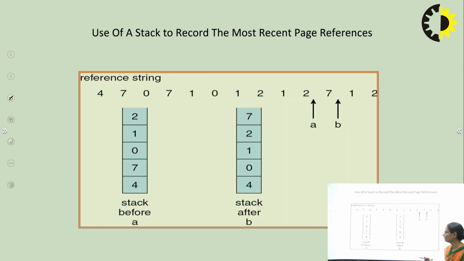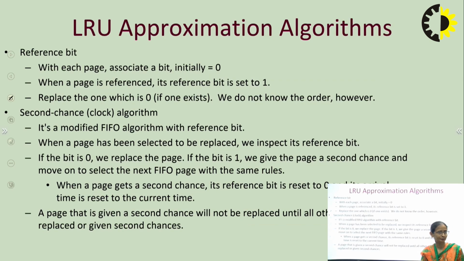So in this case, this is the stack before, at point A. Now at point B, I am referring 7 here. This is A and this is B. So 7 is present here, and what I have done is removed 7 from this position and put it at the top of the stack. And whenever I need to select a victim page, the bottom is my victim page.